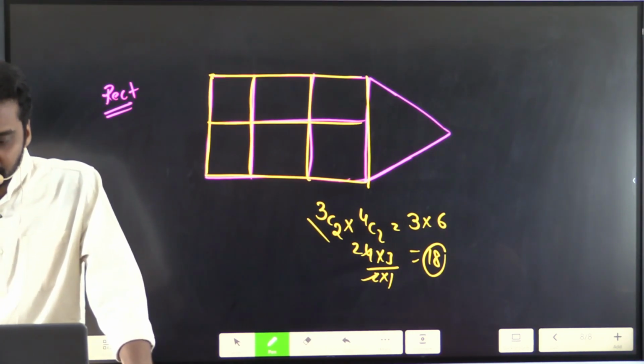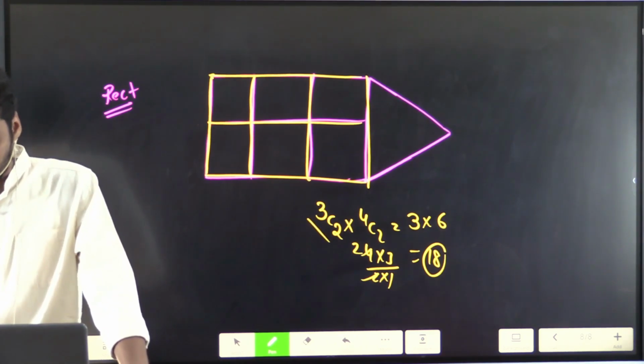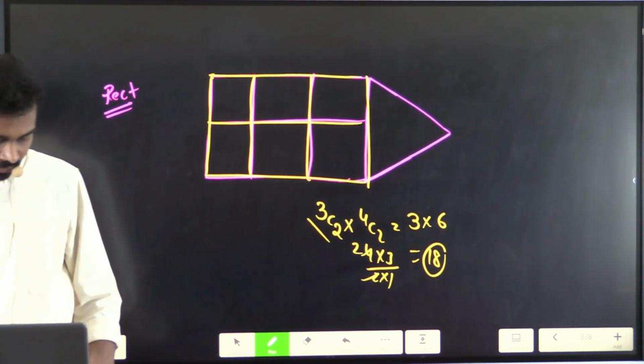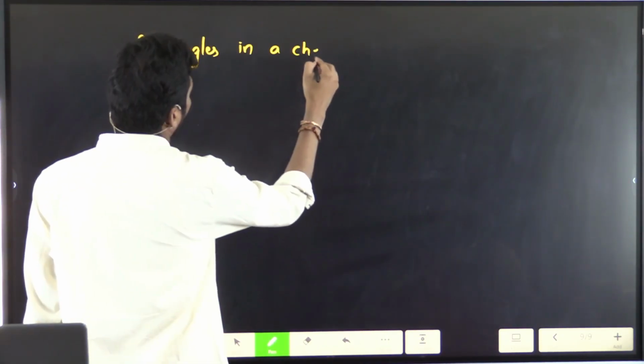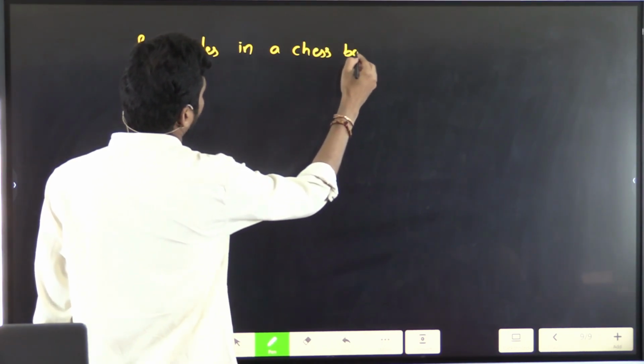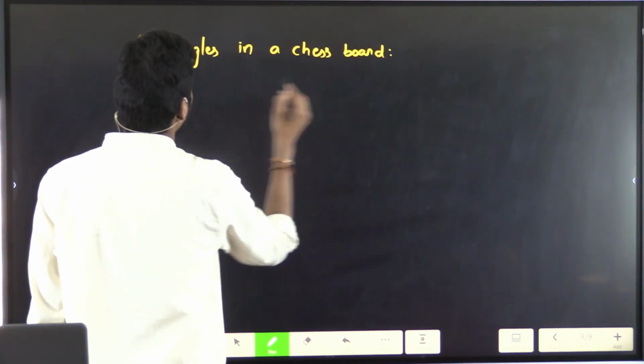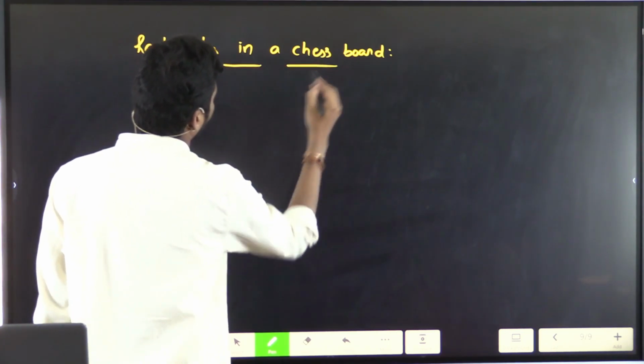So now my question is, how many rectangles are there in a chessboard? Okay. So the number of rectangles in a chessboard.